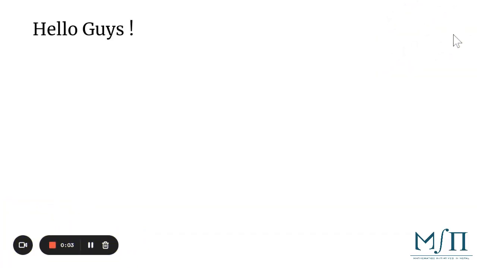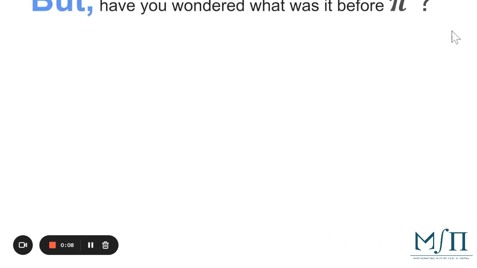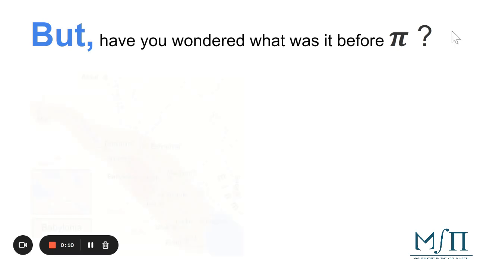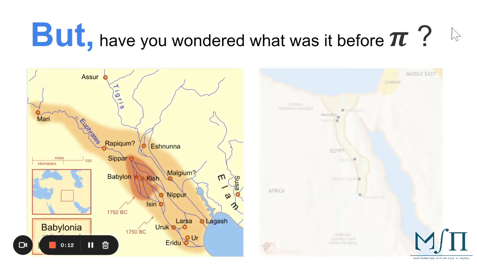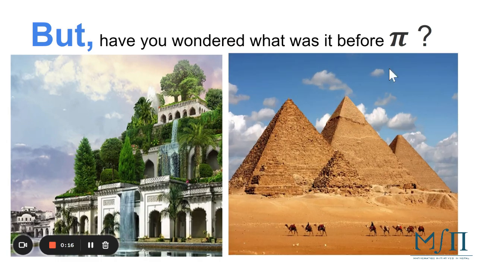Hello guys, you must have known that Archimedes discovered pi. But have you ever wondered what it was before pi, as ancient civilizations like Babylonians and Egyptians were already achieving great feats of engineering long before the discovery of pi? How did they build such massive structures without knowing about pi or the formula?